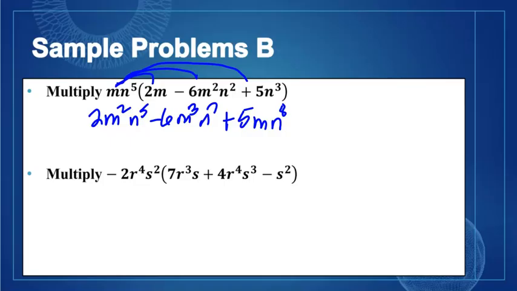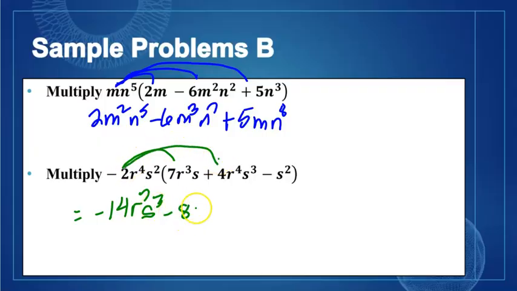Next one, we're just distributing negative 2r to the 4th s squared to every term. So that's going to give us a negative 14 r to the 7th s to the 3rd minus 8 r to the 8th s to the 5th. Distribute to the third term, that would be a positive 2 r to the 4th, s to the 4th.